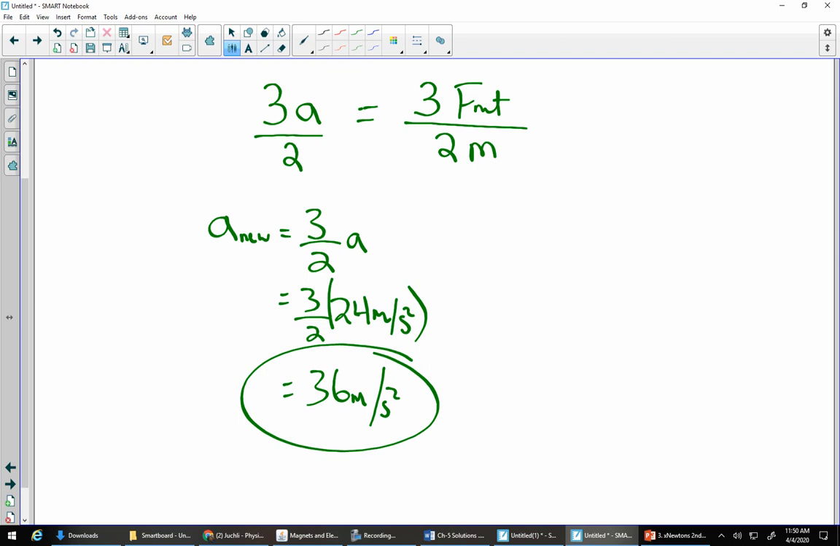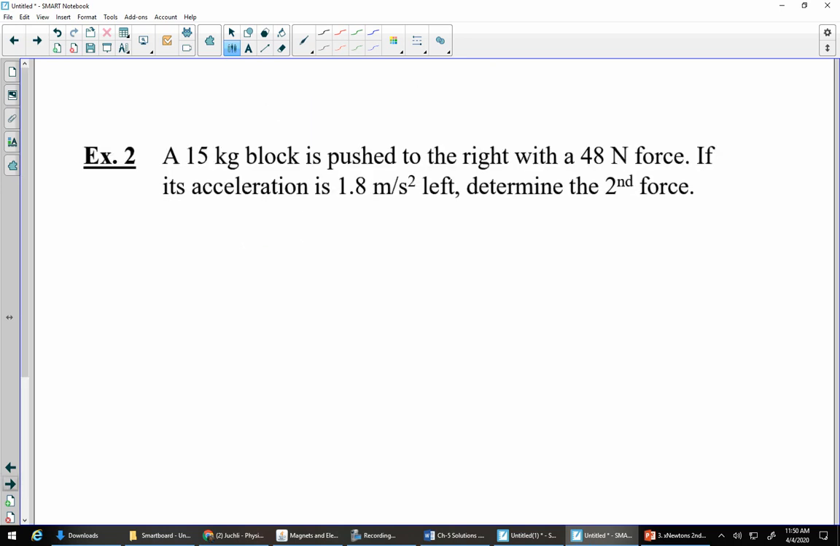Cool, so not so bad. Big thing is just treat it like an equation. What you do to one side of the equation, you do the exact same thing to the other side of the equation. Nice. Let's check out the next little piece here. So this one is now really coming together with some of those big ideas of net force and also Newton's second law: net force is mass times acceleration.